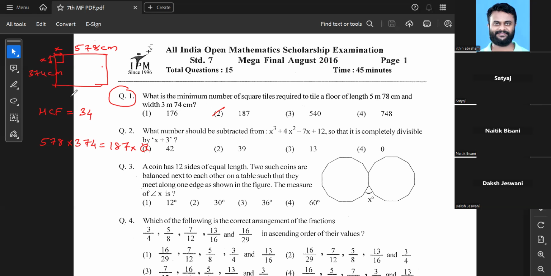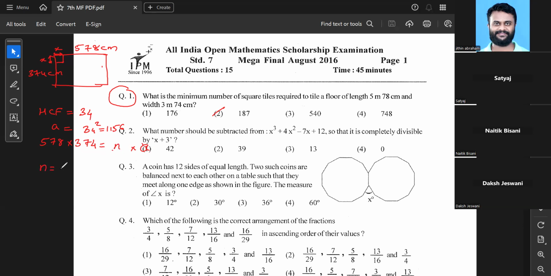Coming back. So 34 is the side of the square, which means the area of the square A is equal to 34 squared, which is 1156 in this case. We don't know the number of squares. So area of the rectangle is equal to area of a square multiplied by number of squares. Area of rectangle is length into breadth.